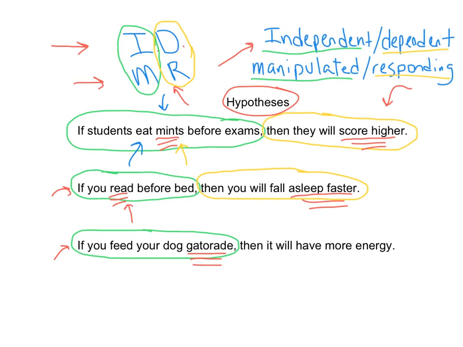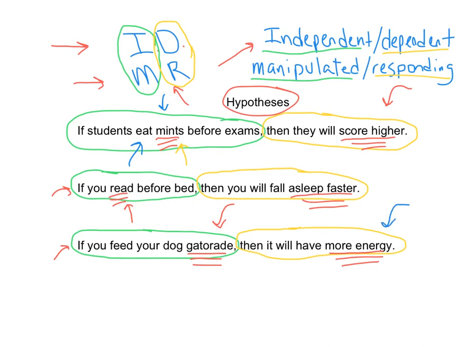Now, what is the dependent or responding variable that's going to be in the second part of that hypothesis? Let's see if you can tell me. Once again, you're right. How much energy the dog has. So we're going to give the dog Gatorade. Don't do this at home, by the way. I just made this up. And then we're going to measure how much energy the dog has.